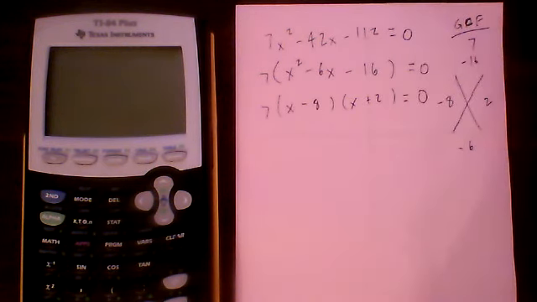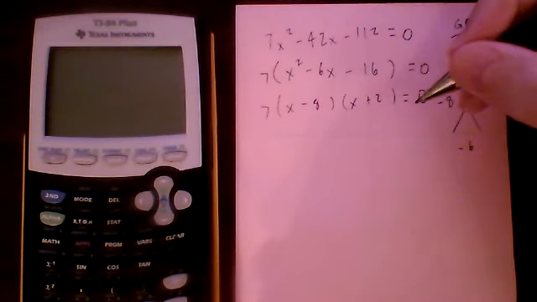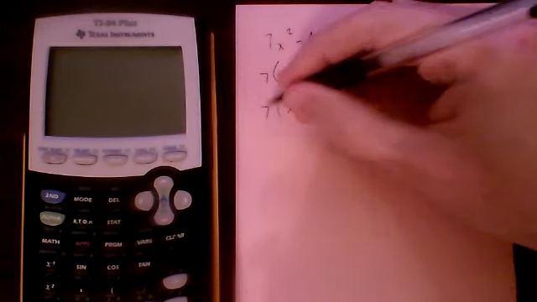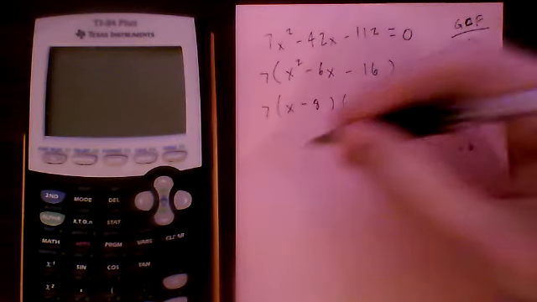Okay. Last step is to take each of our factors here and set them equal to 0 separately. Don't have to worry about the 7. It doesn't have a variable in it. So I'm just going to focus on the two that have variables in them.